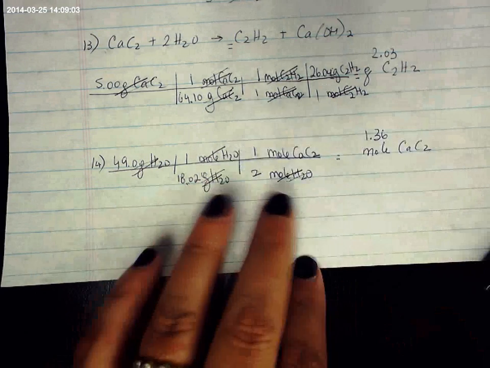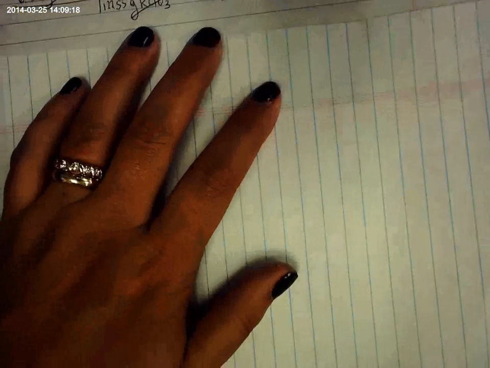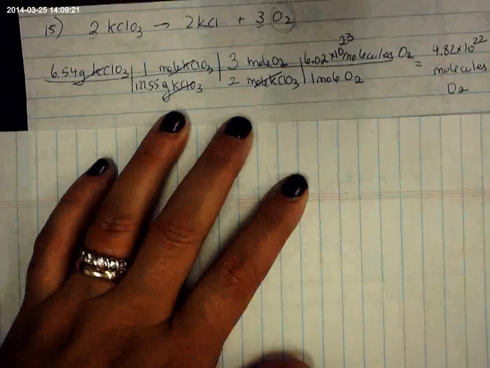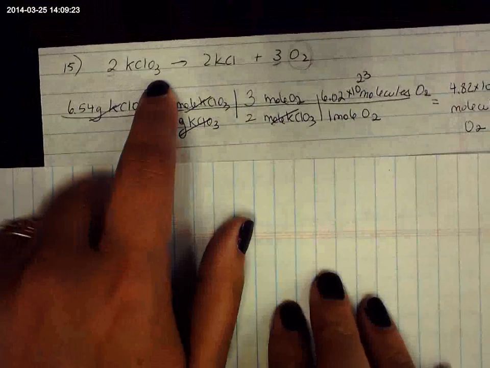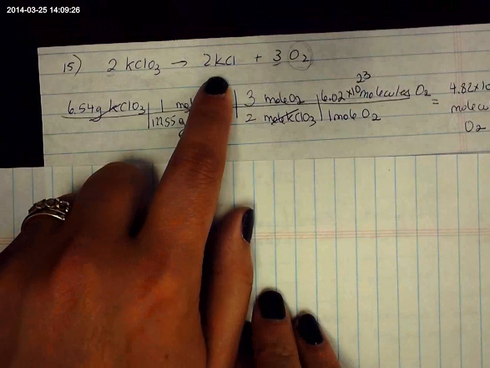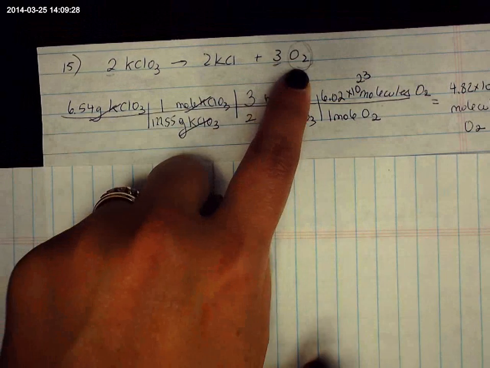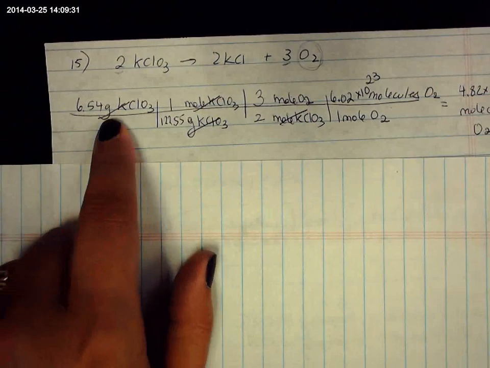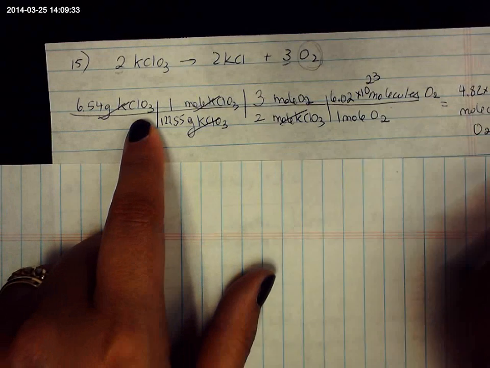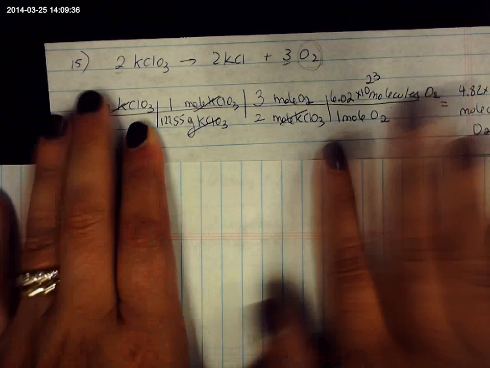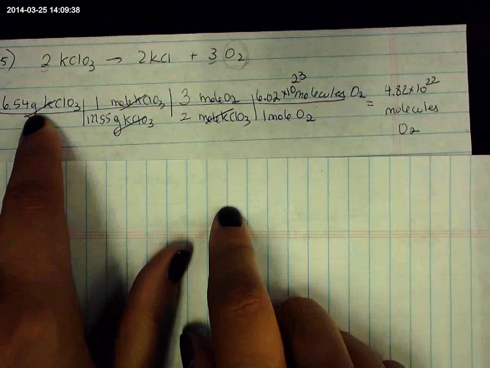Alright, let's take a look at question number 15. Question number 15 gives me a new reaction. I have 2 moles of potassium chlorate decomposed to give 2 moles of potassium chloride and 3 moles of oxygen. They give me 6.54 grams of potassium chlorate, and they want me to calculate molecules of oxygen. So I'm going to write my given in the upper left, and what I want in the far right.